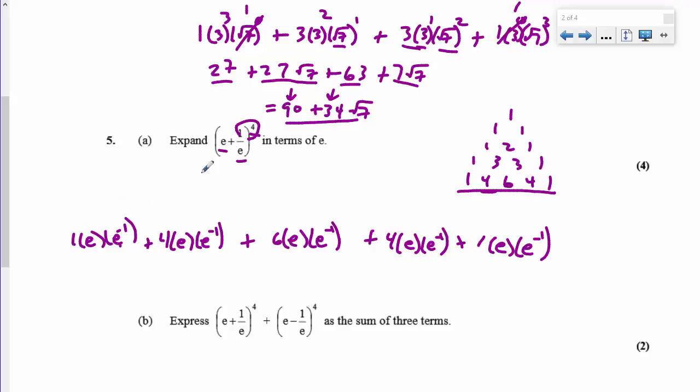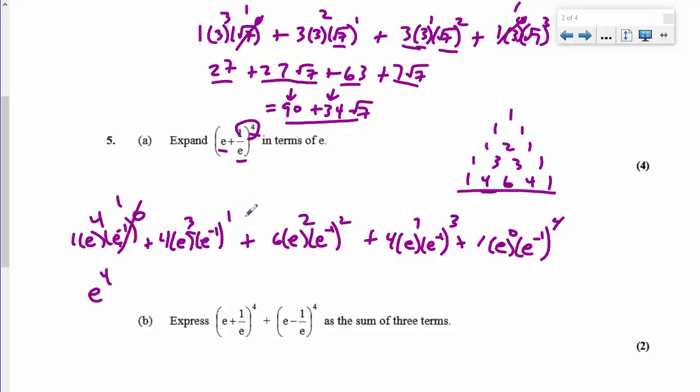This 4 tells me to start at 4 and count down: 3, 2, 1, 0. And then here we start this at 0, 1, 2, 3, 4. E to the power of negative 1 raised to the power of 0 is 1. This whole thing is 1. So this whole term is just e to the power of 4. Okay? We have negative 1 times 1, which is negative 1.